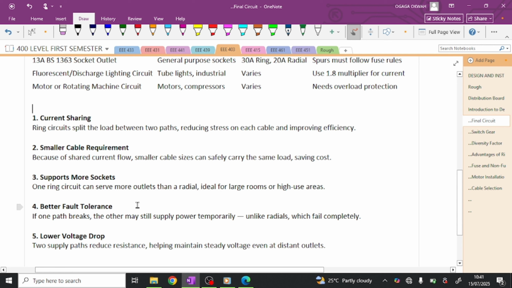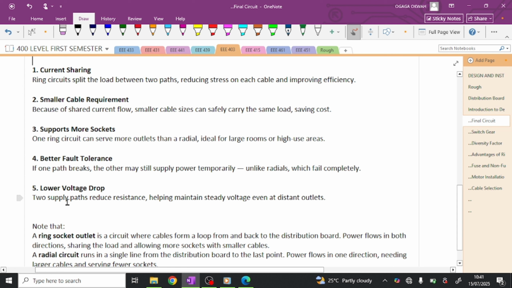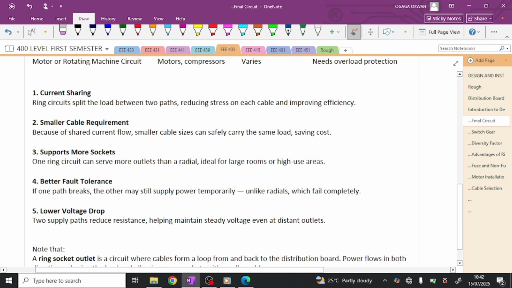Then another advantage is better fault tolerance. If one part breaks, the other may still supply power temporarily, unlike radial, which fails completely, because the ring has more than one path. Then the fifth one, which will be the last one here, is lower voltage drop. Two supply paths reduce resistance, helping maintain steady voltage even at distant outlets.